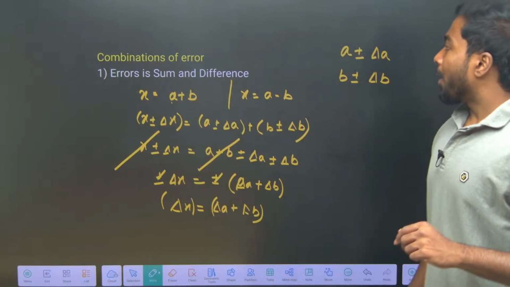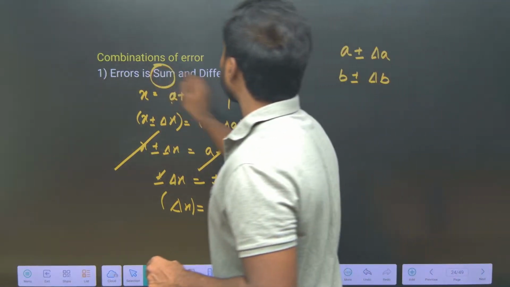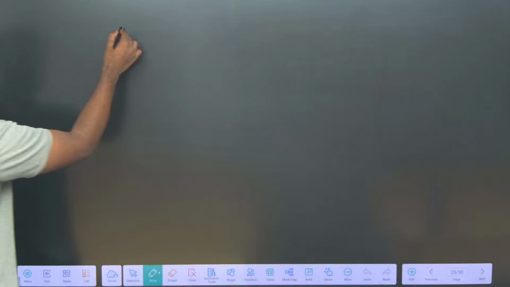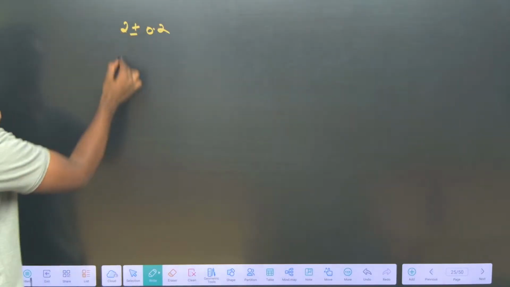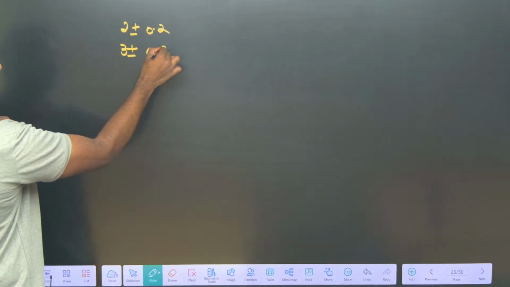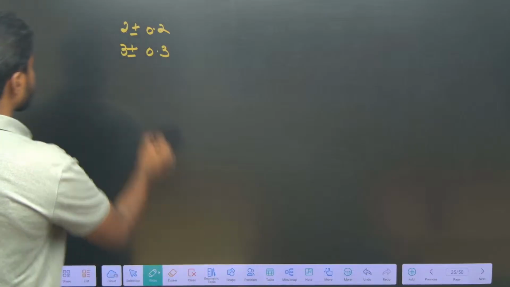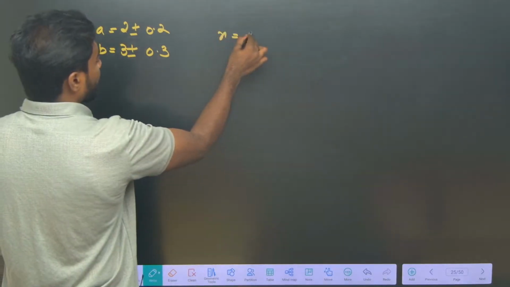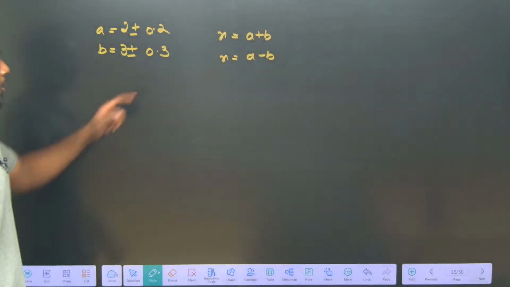Now, you need to understand here, when we are doing the sum or difference, I will tell you an example. 2 plus or minus 0.2 is there, 3 plus or minus 0.3 is there. These are the two things they have given. Okay, this is my a and this is my b. x will be equals to a plus b, x will be equals to a minus b. I need to do both the equations.